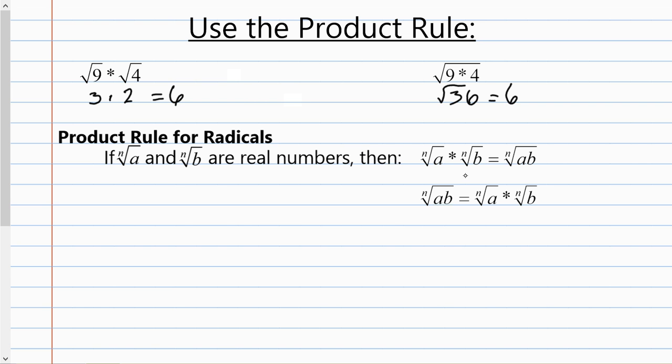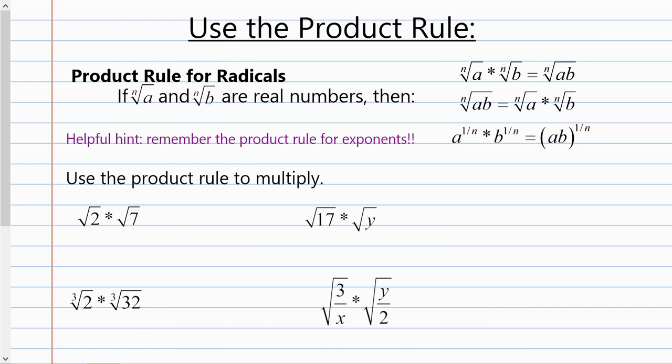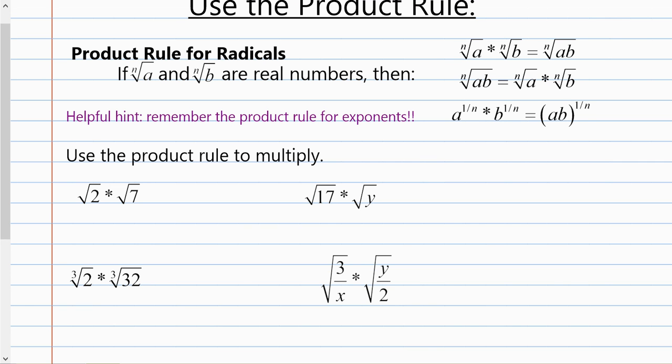And that's what this is saying. I can put two radicals with the same index together, or I can split a radical that's having multiplication inside of it into two separate radicals. So to use that property, the general rule is if they're split apart, push them together.